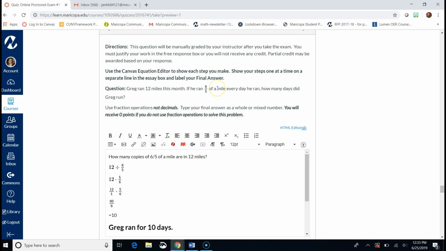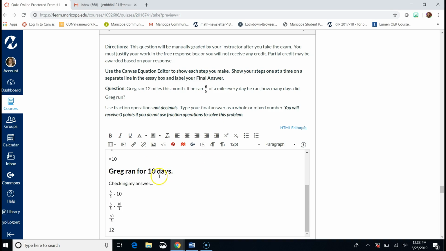So again, it says up here, label your final answer. In the instructions, it always tells you to label. We mean a little sentence is nice, and definitely keep those units. I want to know that 10 stands for the amount of days. So this right here, Greg ran for 10 days, that would be my final answer.